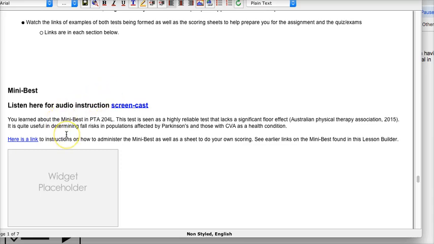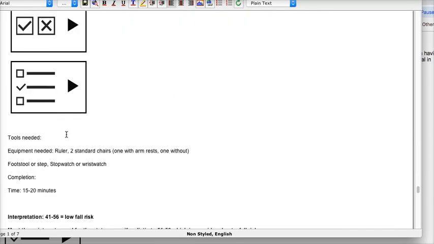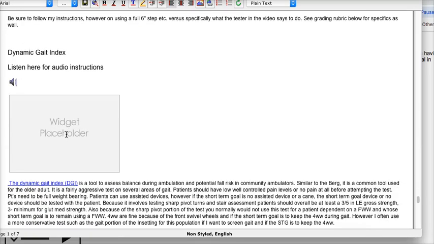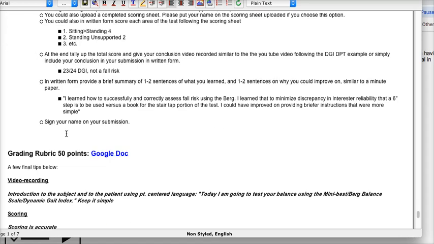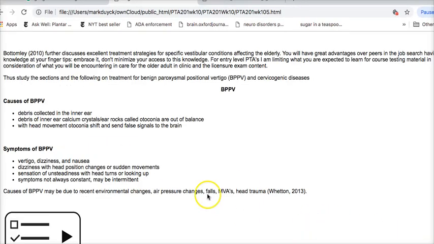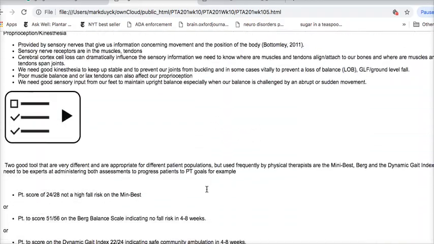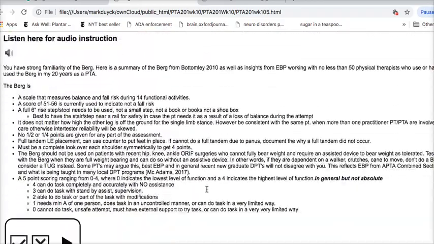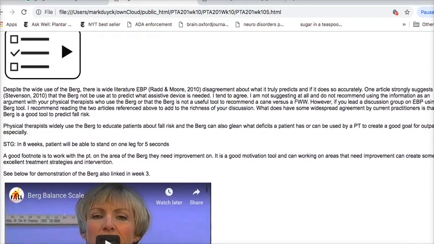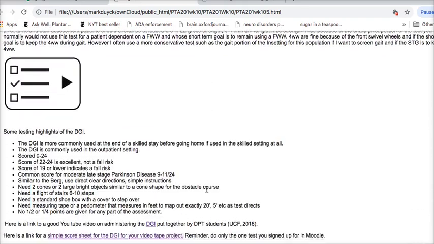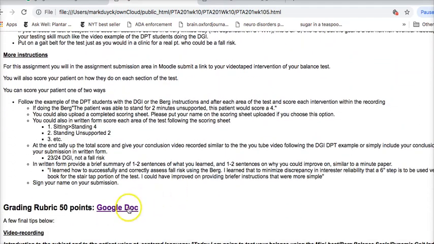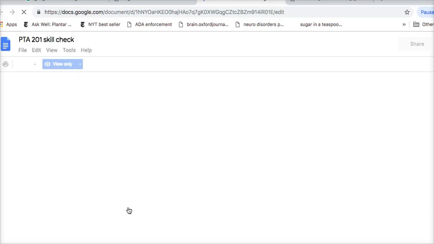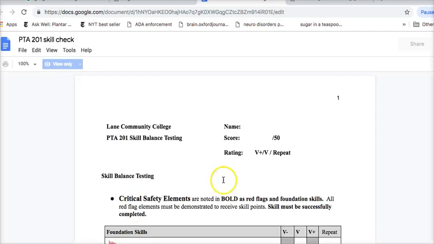So you have screencasts on each one. You have a link on how to score each one, a scoring sheet. So what you're going to do at the very end is go to the Google Doc that I created, and use that as a tool to look at the rubric and how I'm going to score them. And so let's look at that briefly. This is also in the lesson builder itself. I think the great thing too is that you have videos showing therapists administering these various tests.